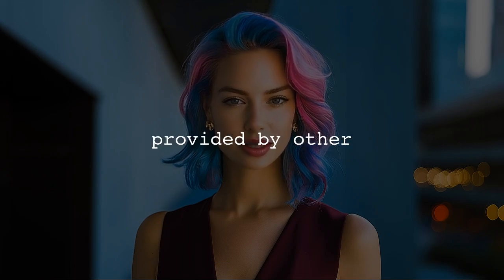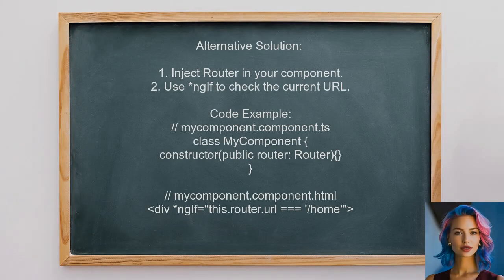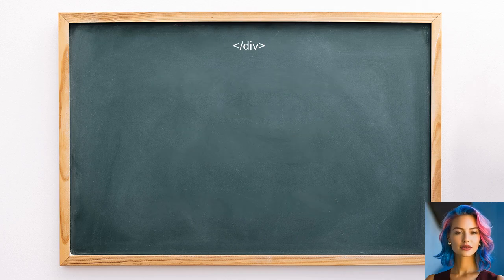Now, let's look at the answers provided by other users. An alternative solution provided by another user involves using the router service in Angular. They suggest checking the current URL directly in the ngIf directive. In your component, you can inject the router and then use this.router.url to compare it with your desired route.